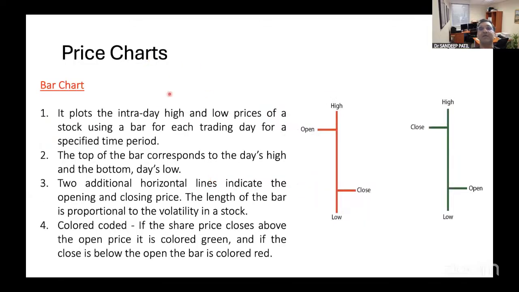When it comes to the bar chart, it usually gives you more information in a different way. For example, one bar will give you the low price of the day, high price of the day, open price of the day, and close price of the day. You can see that this is a high, this is a low, this is open, and this is close. If the close is below the open, the bar becomes red, and if the close is above the open, then it becomes green. The color annotations are like that, and the length of the bar will show you the volatility in a stock.